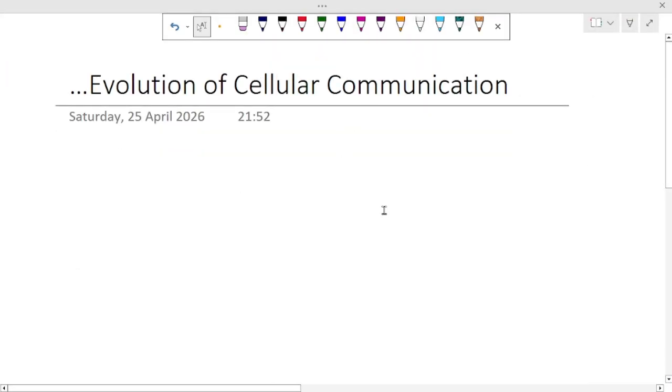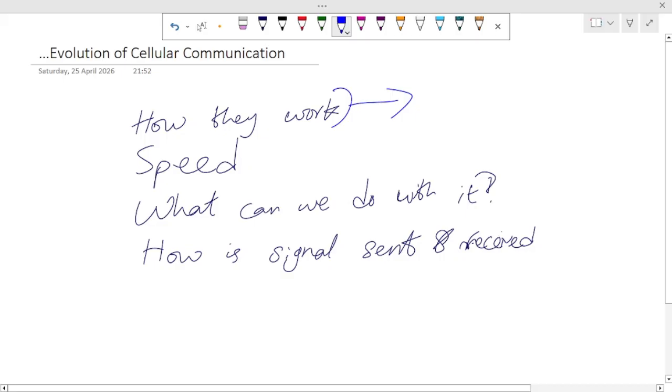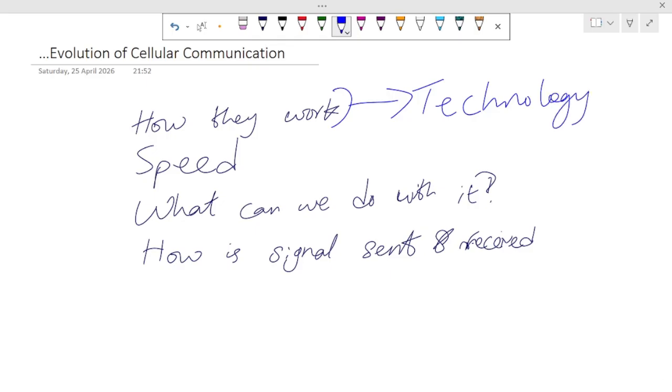So, working with cells, what's the evolution from the first generation to where we are now? What you have to consider in the evolution of cellular communication, we can just think of four things. For the first one, when we say how they work, what we actually mean is technology. That's the word. What's the technology for 1G? What's the technology for 2G, 3G, and so on?